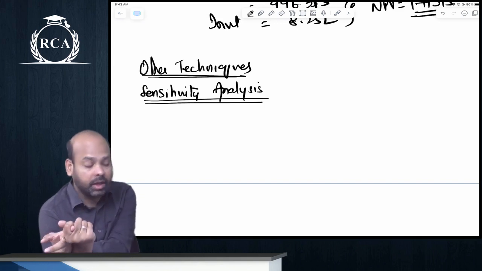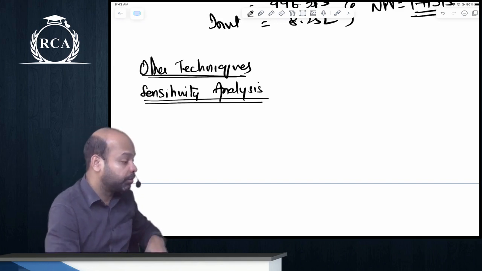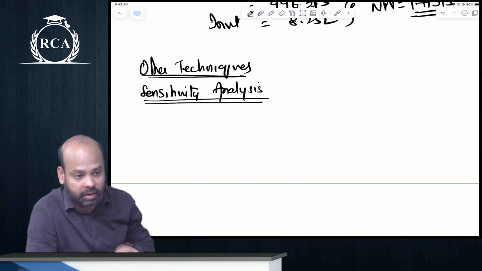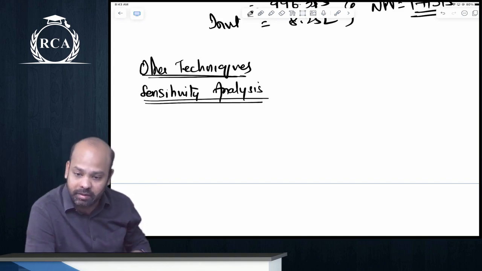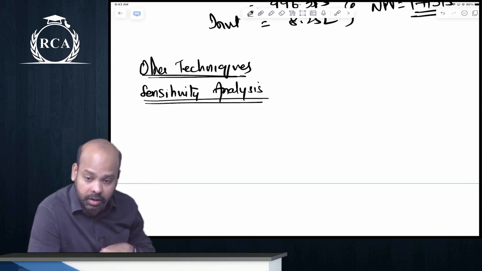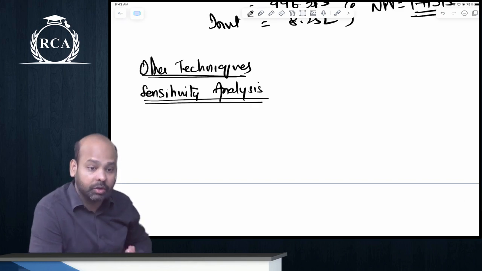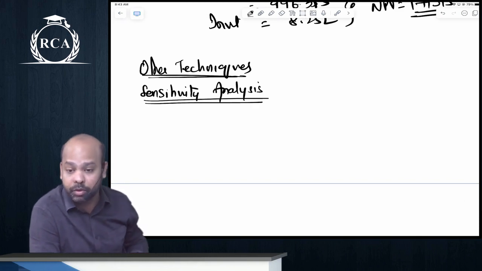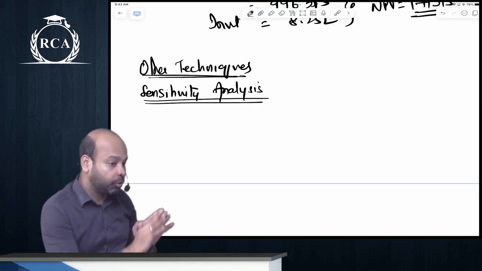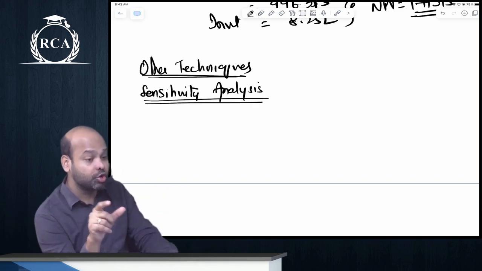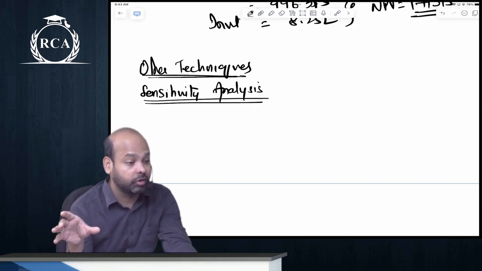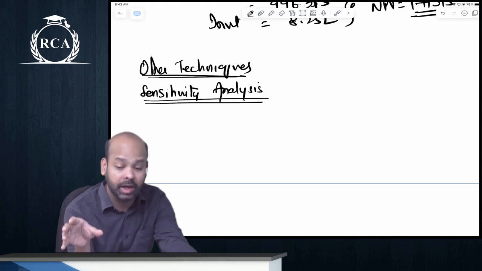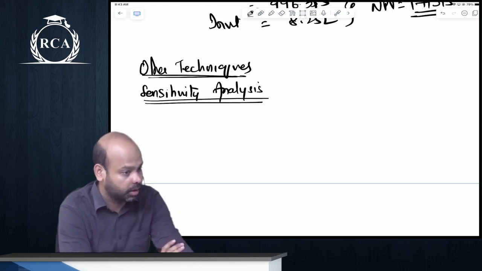Under sensitivity analysis, guys, what we perform is a what if analysis. A what if analysis is: what if a particular factor changes, how is that going to impact the NPV of the project? So I will keep all other factors constant and change only one factor. The objective is to know the adverse impact that it will have on the NPV of the project.